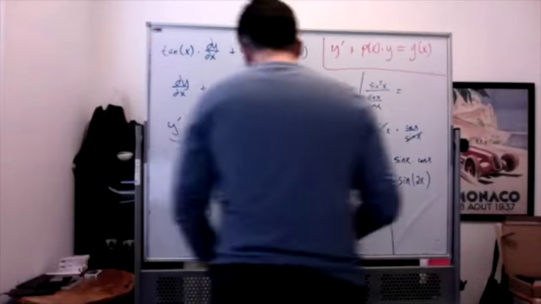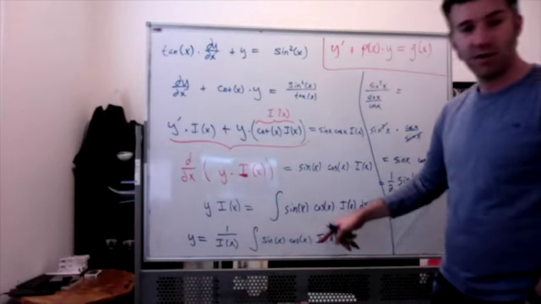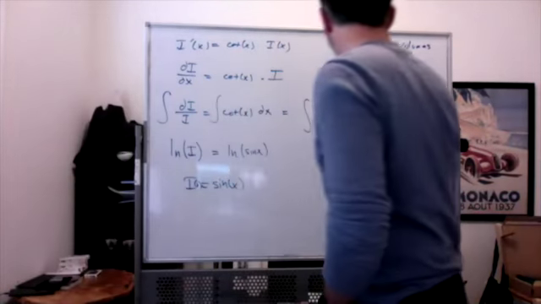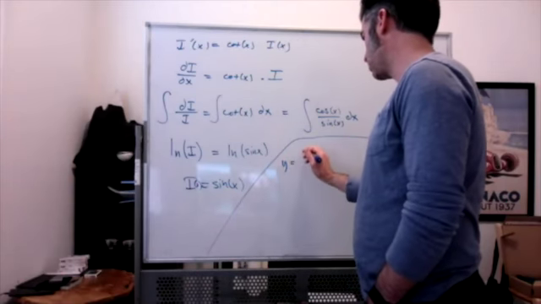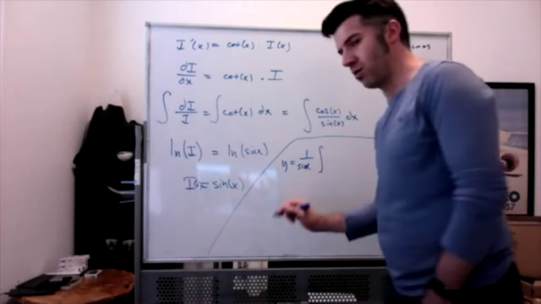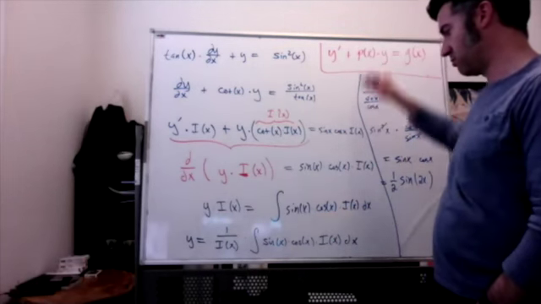So we're going to throw that in here and here. So here's what we're going to have. Let me write it on the other side still. So that means we're going to have that y is equal to 1 over sine of x times the integral of sine times cosine times sine, or sine squared times cosine.